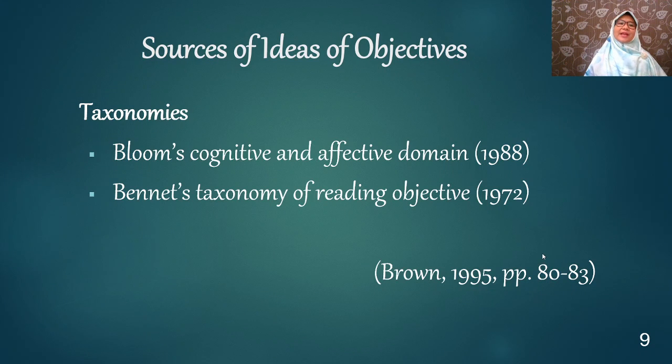And the last, the sources can involve taxonomies. In taxonomies here, Brown offered Bloom's cognitive and affective domain, and the second one is Bennett's taxonomy of reading objectives. Let's discuss cognitive and affective.